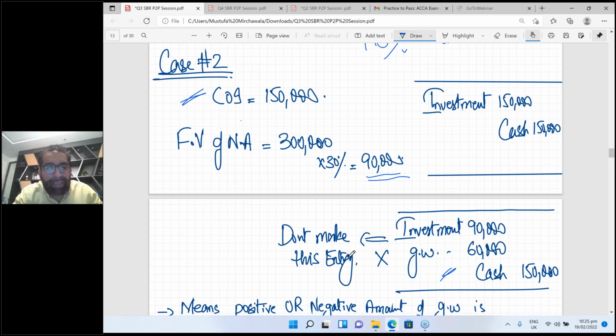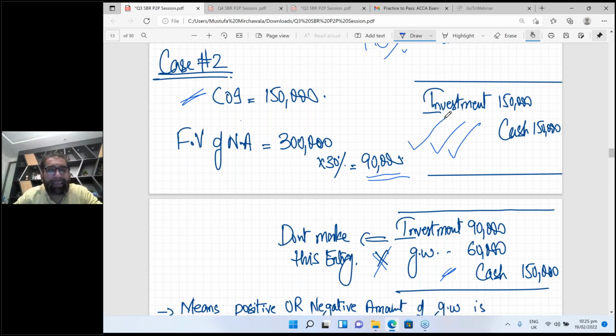But see what I have written here. Cross, don't make this entry. The standard says simply make this entry directly: investment debit and cash credit, which means include the goodwill inside your investment. This is the correct entry. Yes, you recorded the goodwill the way you record it in consolidation, but you include that goodwill in this investment.